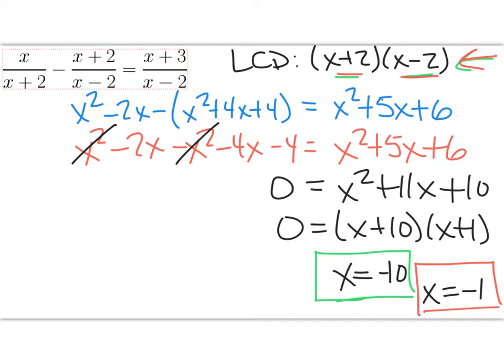It turned out in this case that they both worked. It may be that only one of the two solutions that you come up with works, and the other one causes division by 0. It may even be that you get to the end of the problem and you discover that there are no viable solutions to the equation.